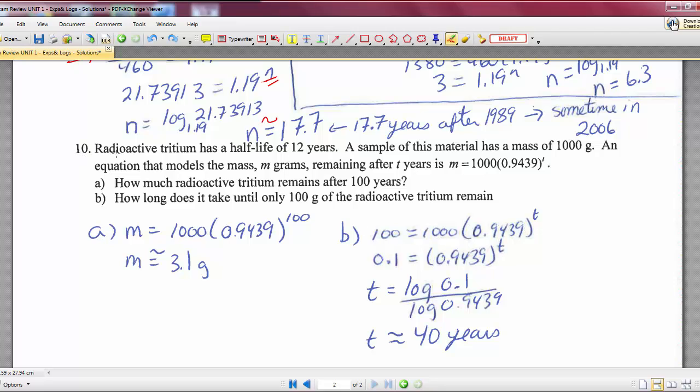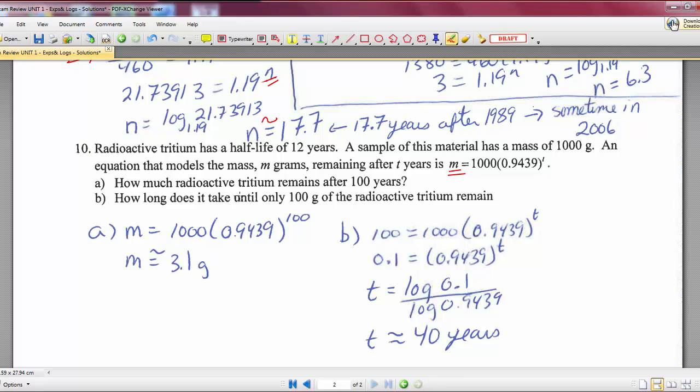Okay, so number 10, radioactive tritium has a half-life of 12 years. We start with 1,000 grams. Here's our equation. How much is left after 100 years? And so we're looking for the amount, the mass that's left. So basically, starting with this equation, we're given the 100 years that goes in. And so that's pretty much just use the calculator, and we find that M is approximately 3.1 grams left.